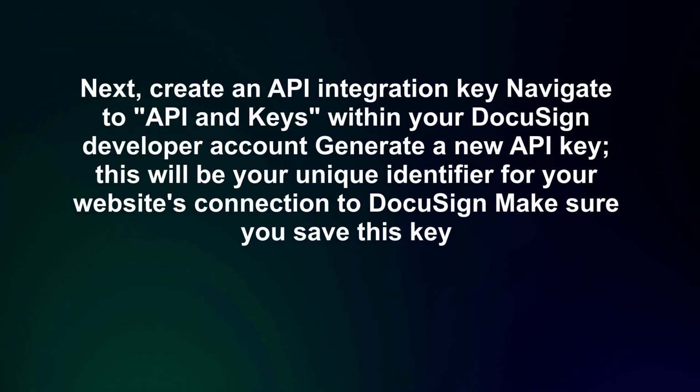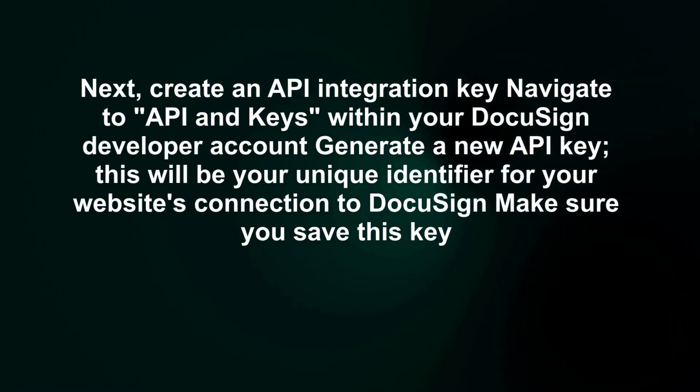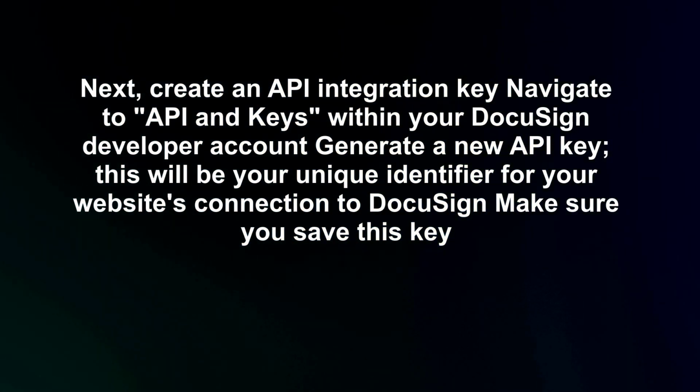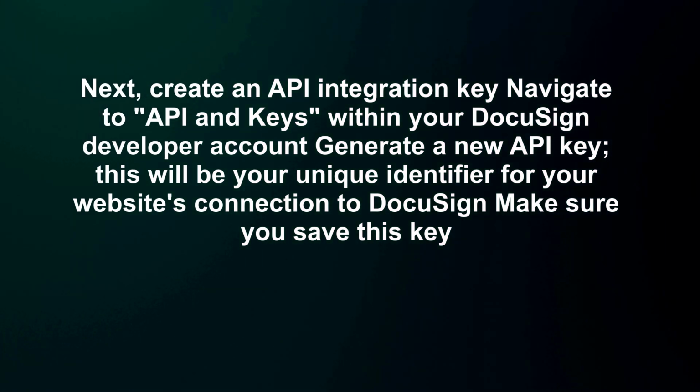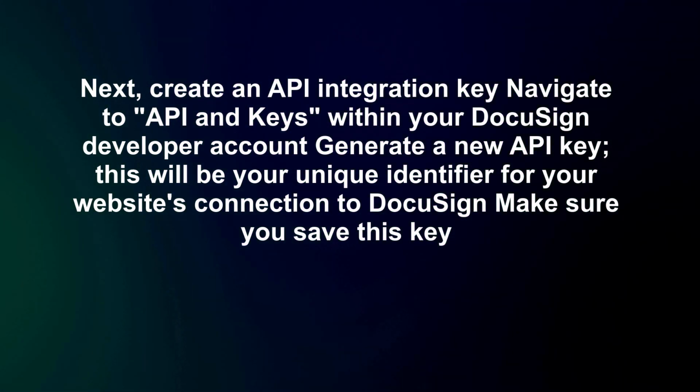Next, create an API integration key. Navigate to API and keys within your Docusign developer account. Generate a new API key. This will be your unique identifier for your website's connection to Docusign. Make sure you save this key.